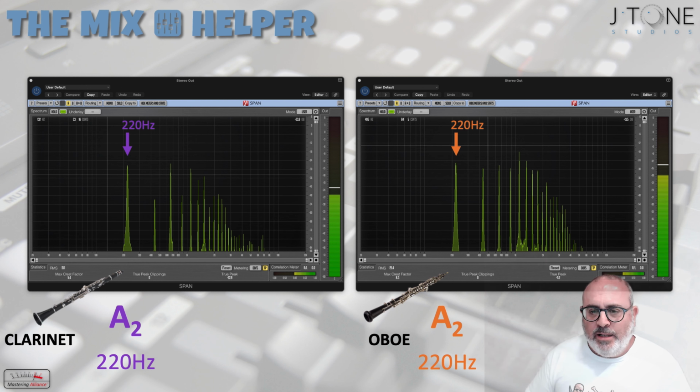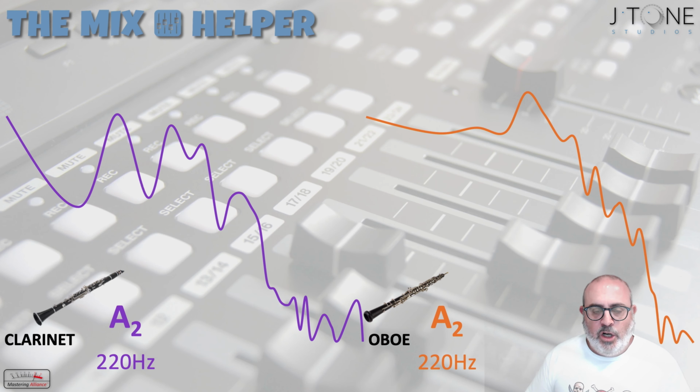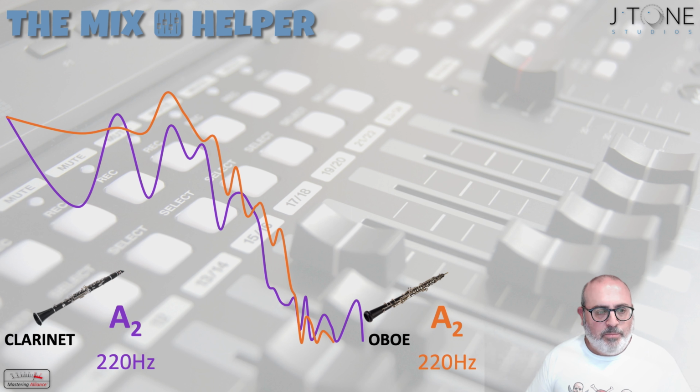Now let's create the envelope again by connecting the tips of the harmonic frequencies. On the right, we have the oboe, and we'll do the same on the left with the clarinet. Let's remove the backgrounds, enlarge these two envelopes, and overlap them. Now we can see that even though the two instruments are playing the same pitch and have the same fundamental frequencies, the envelopes actually look very different from each other.